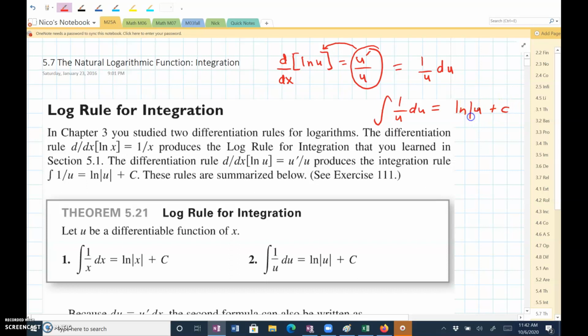But here, we have to take the absolute value of u because that's the definition of a natural log, that whatever you plug in here, that has to be positive. Okay, so this is the rule, which will, if you memorize this rule, you'll have this one by default.